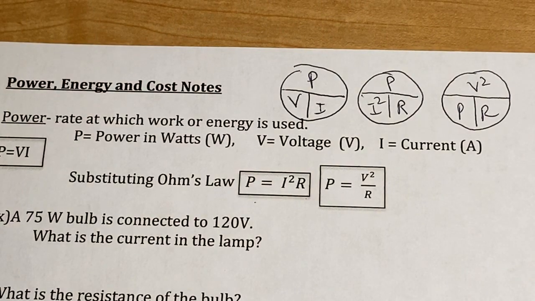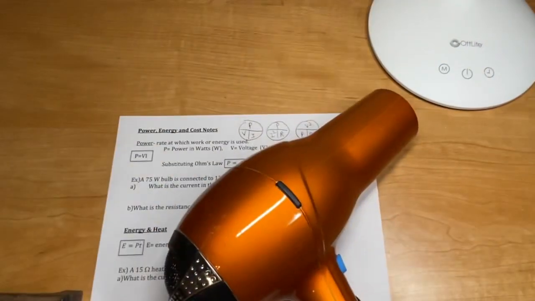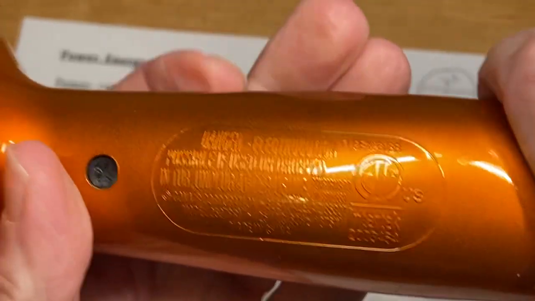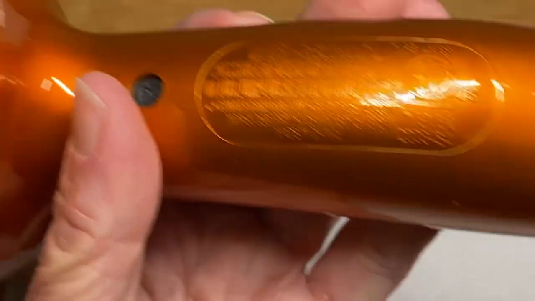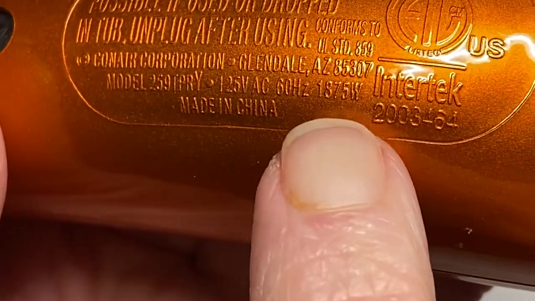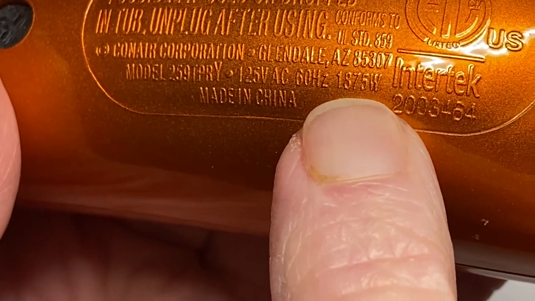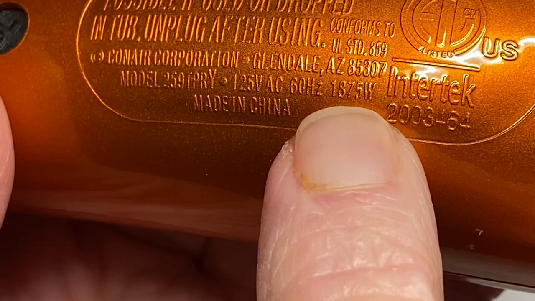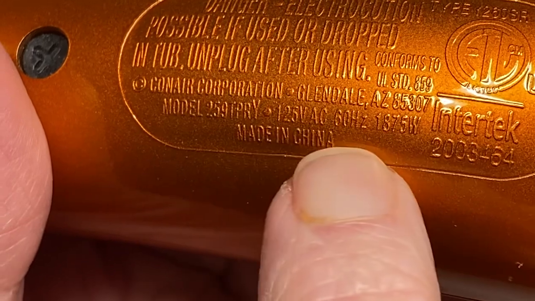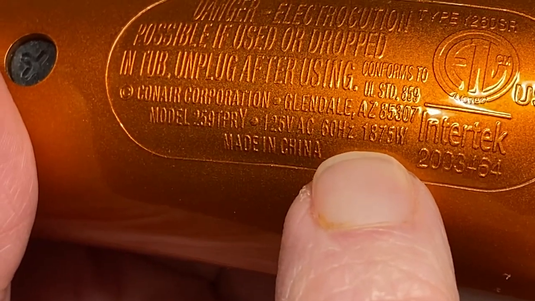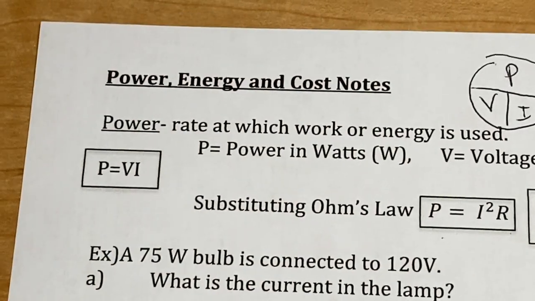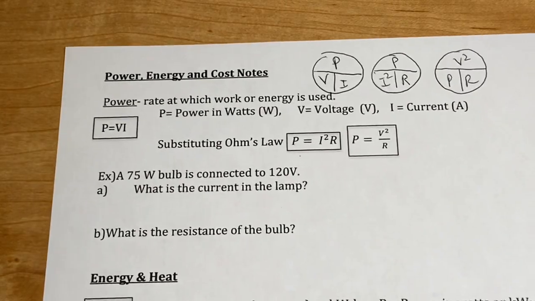This one's a little tricky to see, but it's a blow dryer. I'm going to zoom in a little bit. And blow dryers are bad for power. They use up a lot. I'm going to try and zoom and see if you can see right there. 1,875 watts. You can see it's 125 volts AC, 60 hertz. We'll get into all of these, but there's the power rating. Anything that uses heat is going to use a lot of power. And if you use it for a long time, it's going to also eat up a lot of money.